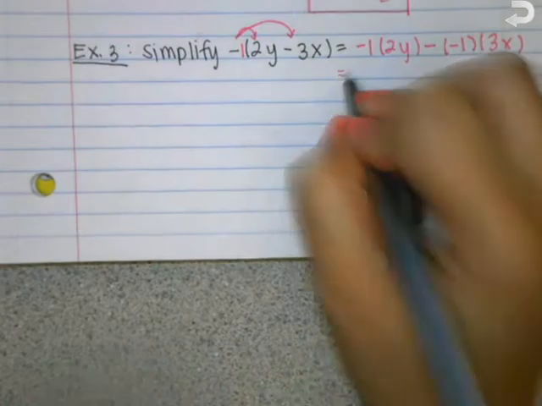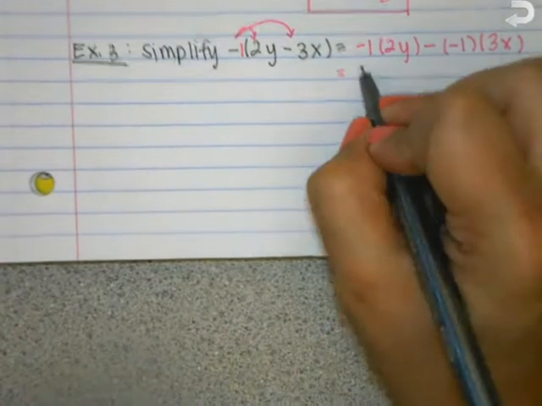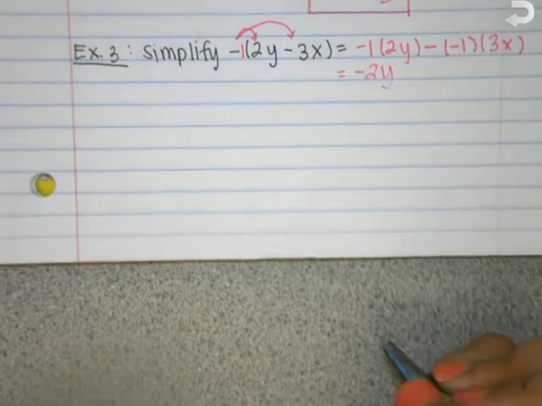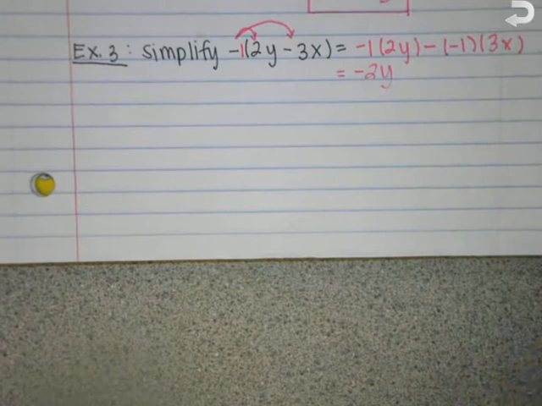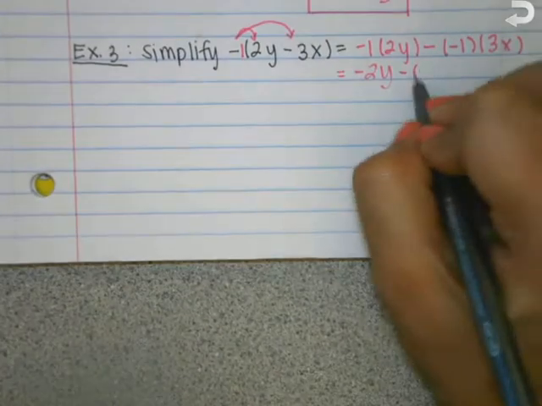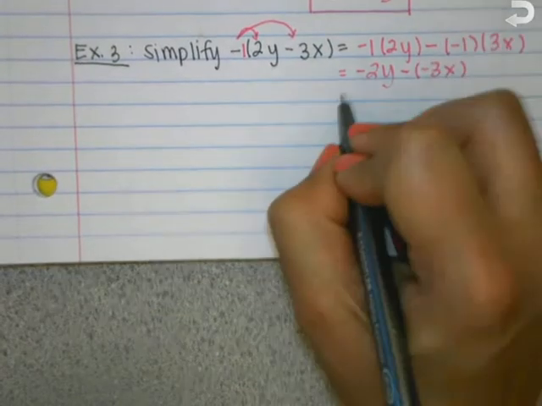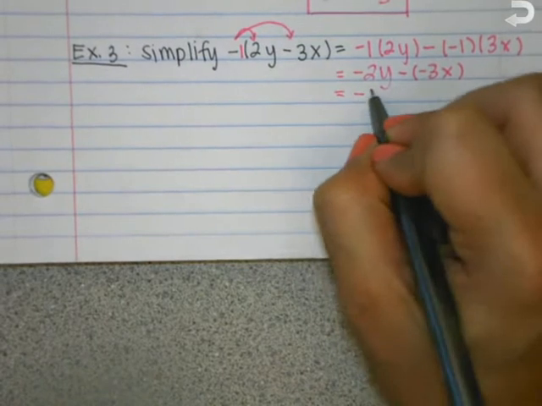So this gives me negative 1 times 2y is negative 2y minus negative 1 times 3x. So minus negative 3x, which actually turns into what? Plus 3x. So negative 2y plus 3x.